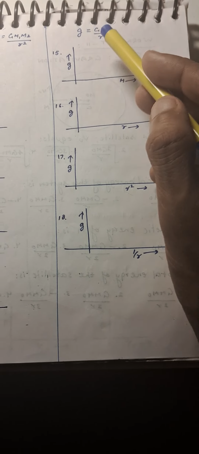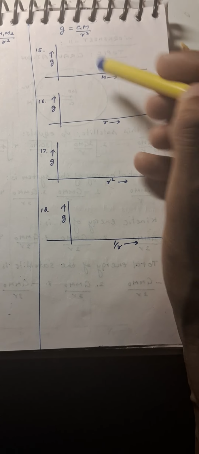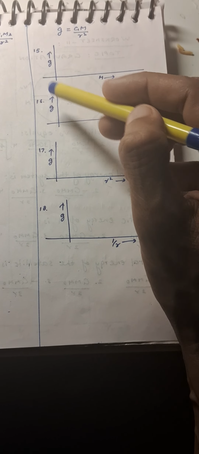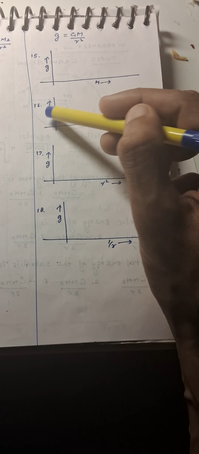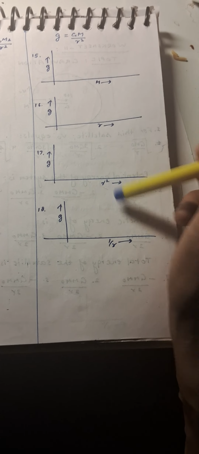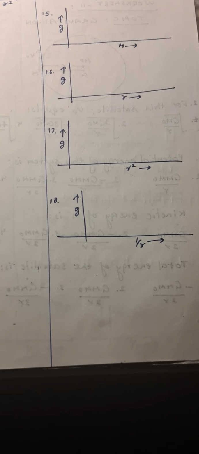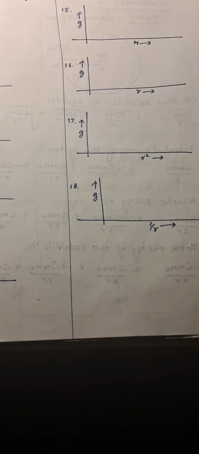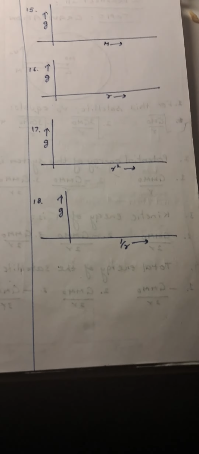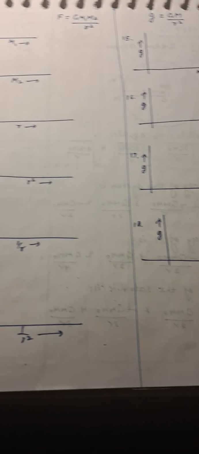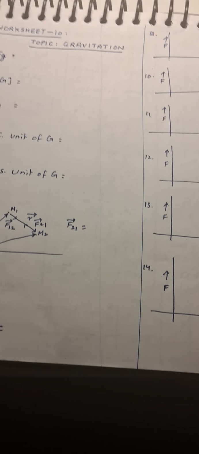Similarly, in the next question, using the function small g is equal to GM by r square, we need to draw the graph between g and capital M, then g versus small r, then g versus r square, and at last g versus 1 by r. So these are the graphical analysis of the law of gravitation and acceleration due to gravity, their functions and graphical variations. If you are able to complete these questions, it makes sure that you are comfortable at the level 1 working, which is fundamental concept and fundamental facts based questions. So this is how you can use this.